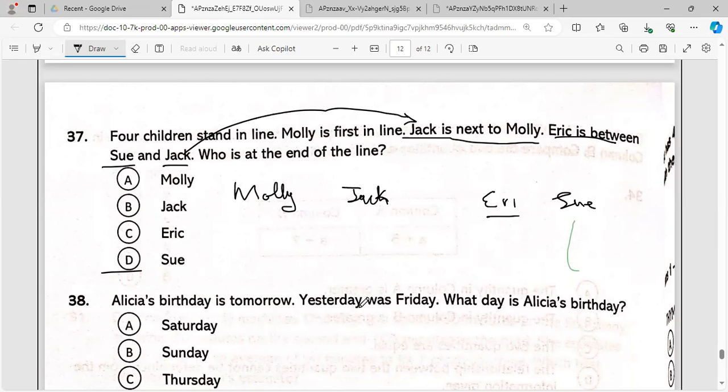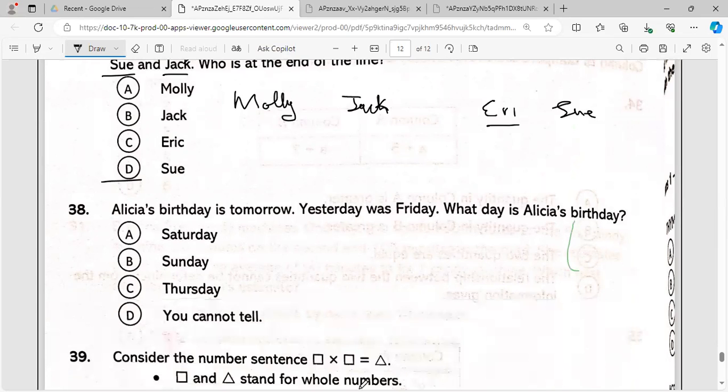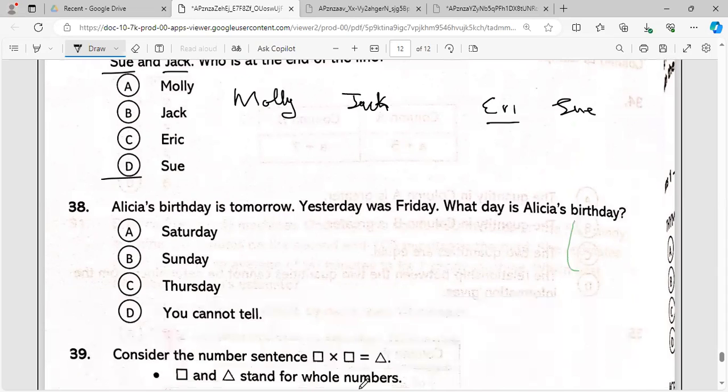I want to go. It was supposed to be you, you know? Sorry about that. Okay. Alyssa's birthday is tomorrow. Yesterday was Friday. What day is Alyssa's birthday? Sunday.